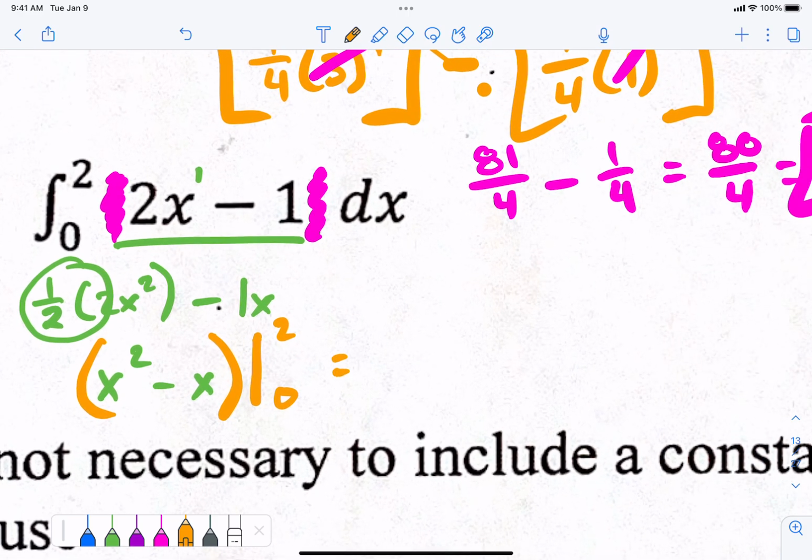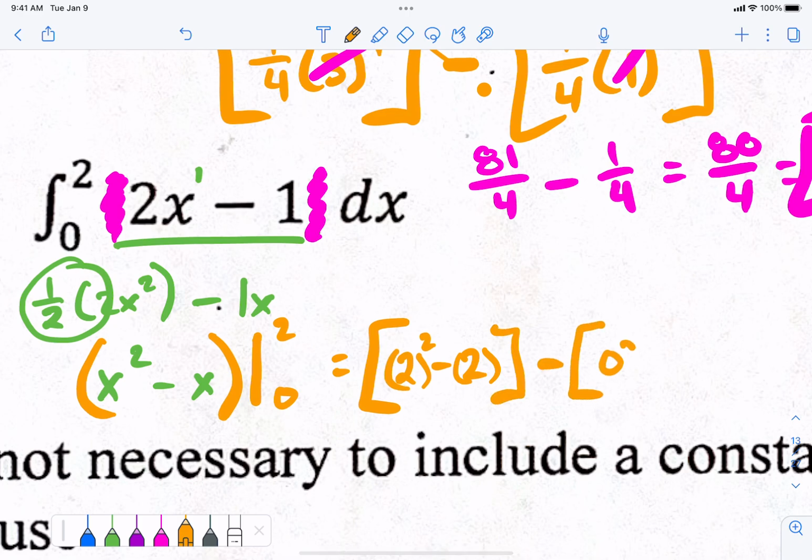And the last thing I'm going to do is plug in 2. So 2 squared minus 2 is what that is, if you plug 2 in. Minus, I love it when 0 is the bottom number, because guess what? This will always end up being 0 on the right side.